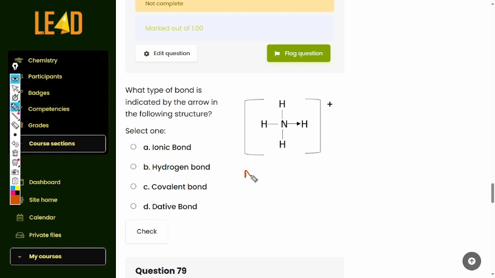This compound is actually ammonium ion. Now, ammonium ion is gotten from ammonia reacting with hydrogen plus. Okay?